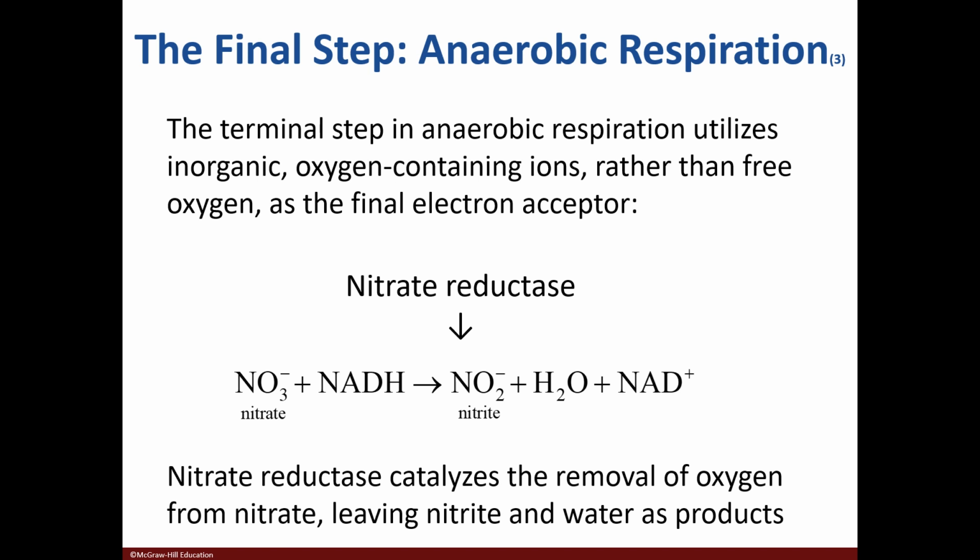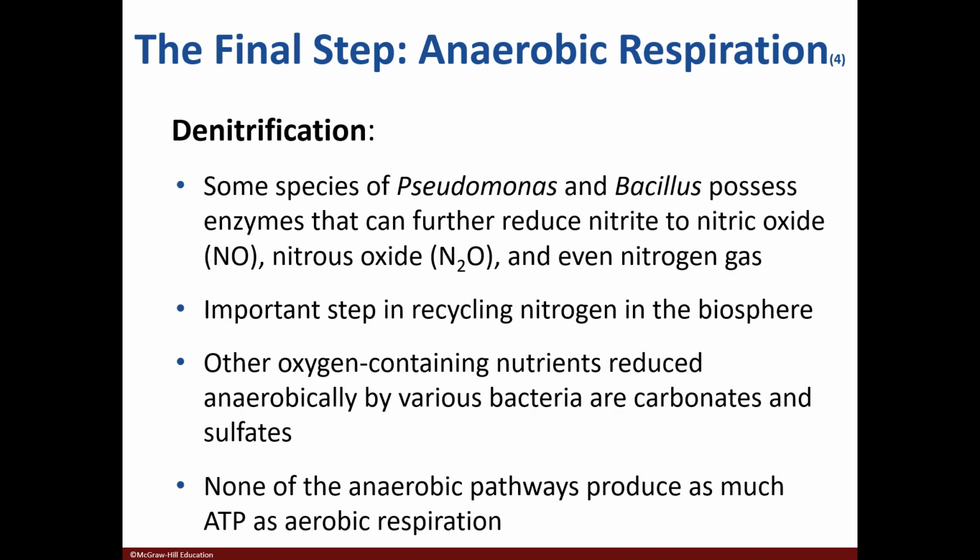In anaerobic respiration, nitrate can act as the final electron acceptor. In the process, the enzyme nitrate reductase converts the nitrate to nitrite. Some organisms, like Pseudomonas aeruginosa, can further break down nitrite to nitric oxide, nitrous oxide, and nitrogen gas. Bacteria can also break down carbonates and sulfates. This particular reaction does not produce as much ATP as we see in aerobic respiration.